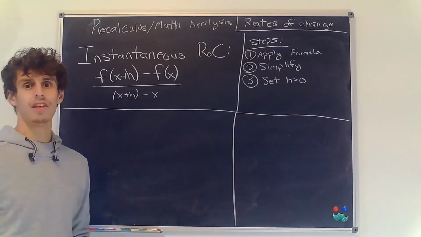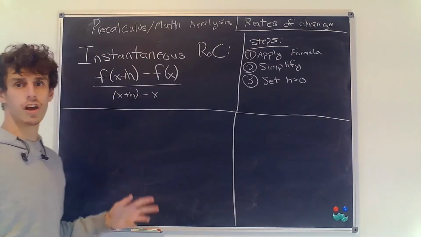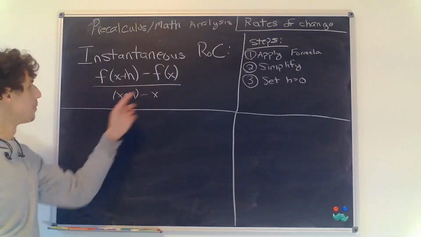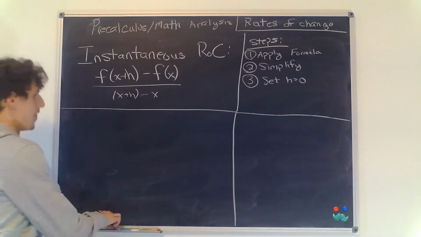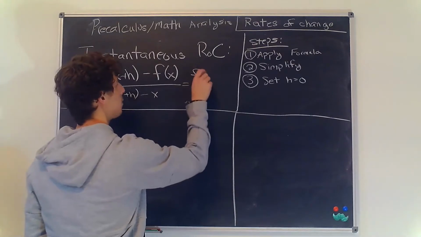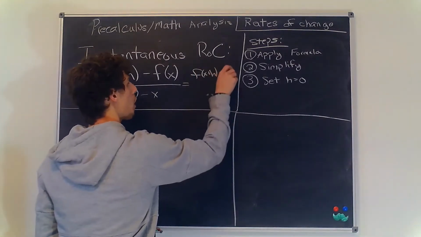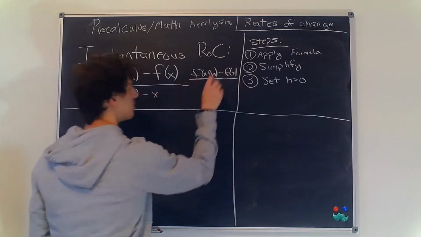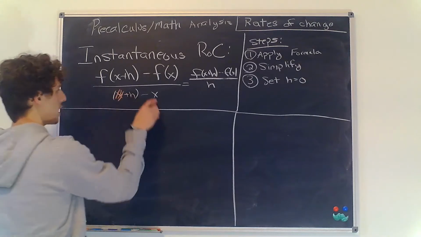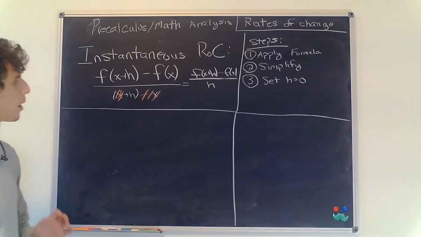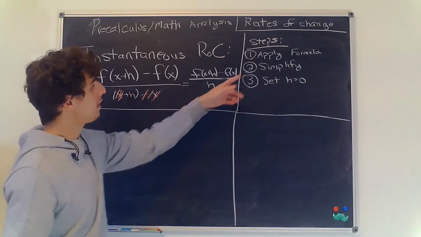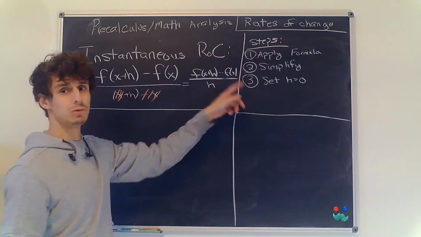Okay, so now we have this instantaneous rate of change formula, and that's given by f of x plus h minus f of x divided by x plus h minus x. And that simplifies down to this: the top will stay the same, but the bottom simplifies down to being just h, because this x and this x will cancel out. Okay, so how do we use this? Well, we're going to apply this formula, then we're going to simplify, and then we end up setting h equal to 0.